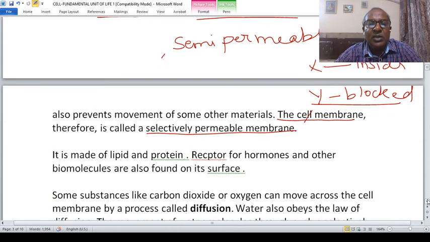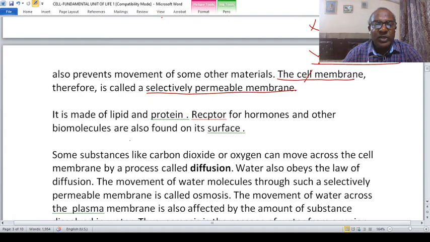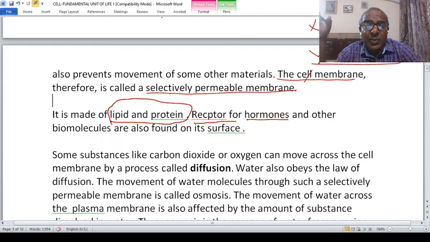Plasma membrane is made up of two things, lipid and protein. One of the unique features of plasma membrane is presence of receptors. Many of the hormones and biological molecules get attached to the receptor and then gain an entry inside the cell. Receptors are important. Many of the biomolecules and even viruses get attached to the receptor.